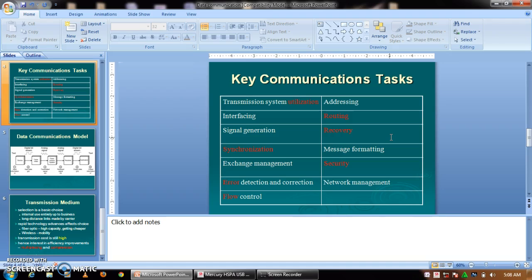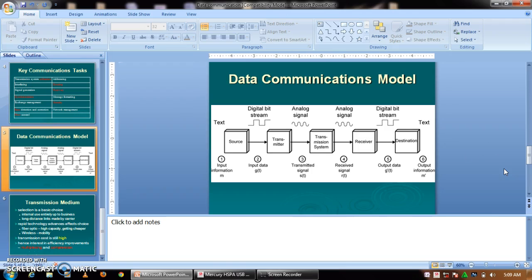Finally, the network management. Network management capabilities are needed to configure the system, monitor its status, react to failures and overloads, and plan intelligently for future growth. The network management part plays the most vital role in data communication. You configure the whole system, monitor the system status, update status, react to failure and overloads, and plan intelligently for future growth. These are the key communication tasks placed in data communication.